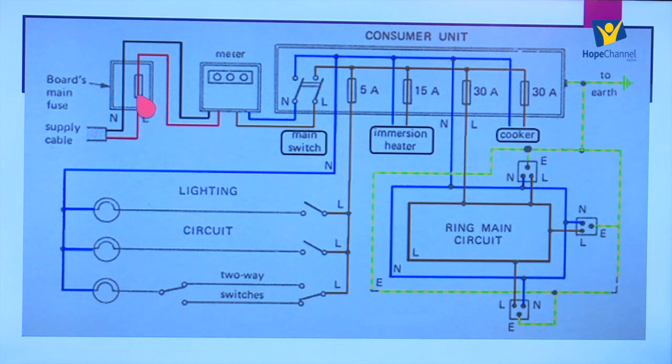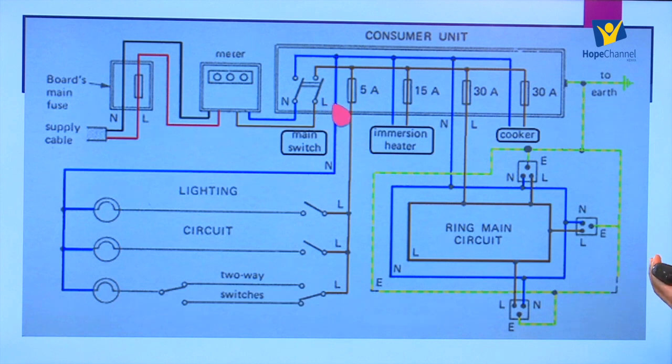So we have a fuse here. The two proceed together to the meter. Now past the meter, we have changed the color for the two cables. Now we have brown and blue. Brown is the live wire, and the blue is the neutral wire. So they pass through the main switch. So we have a switch here, and the main switch now is connected to both the live and the neutral.